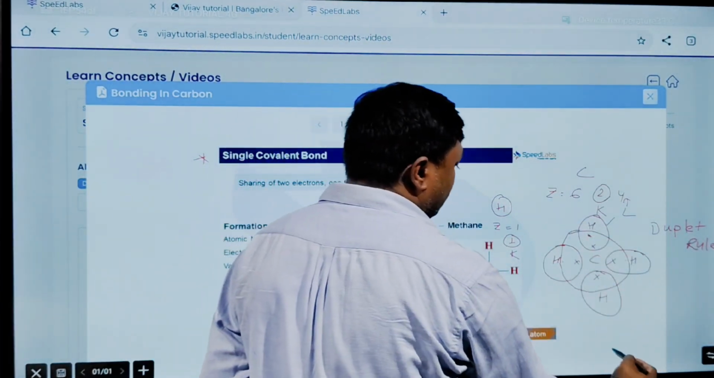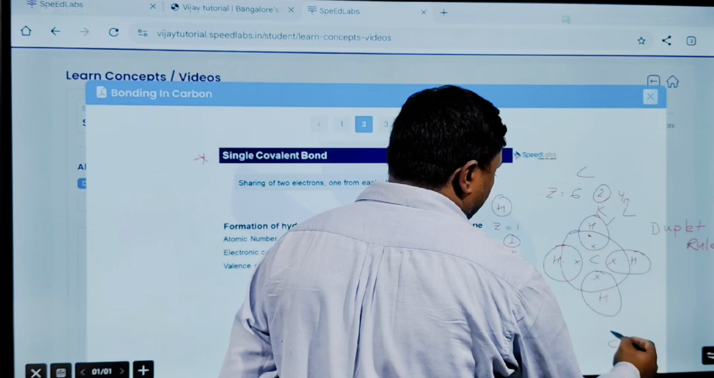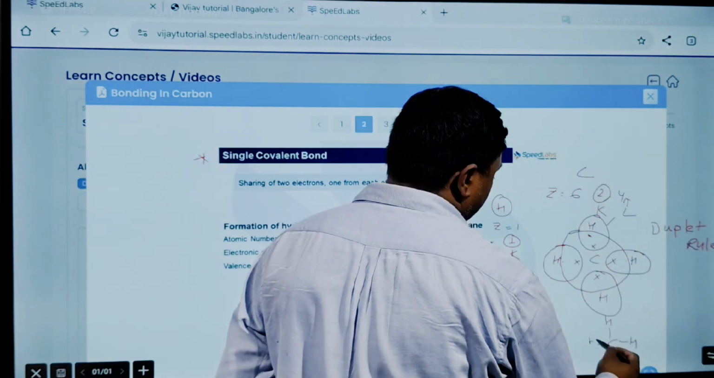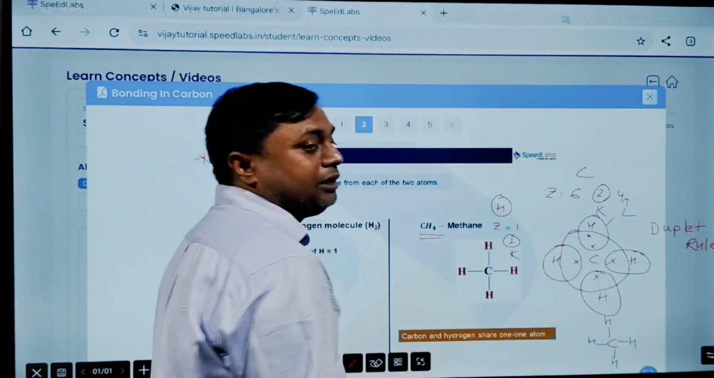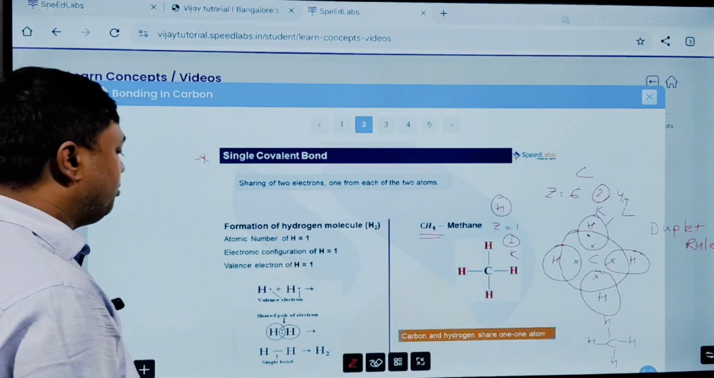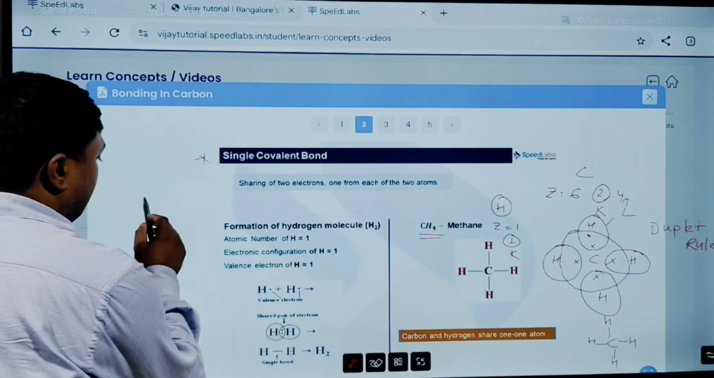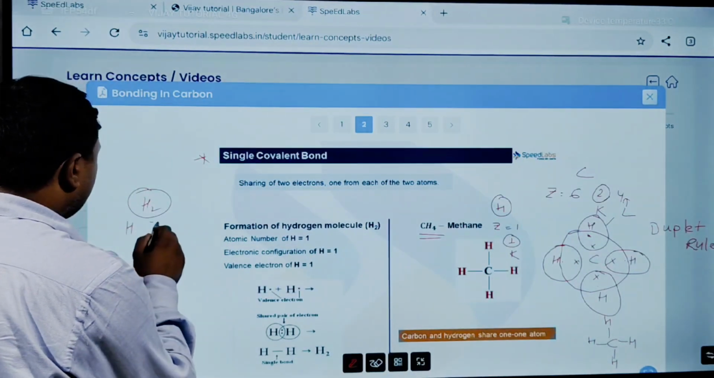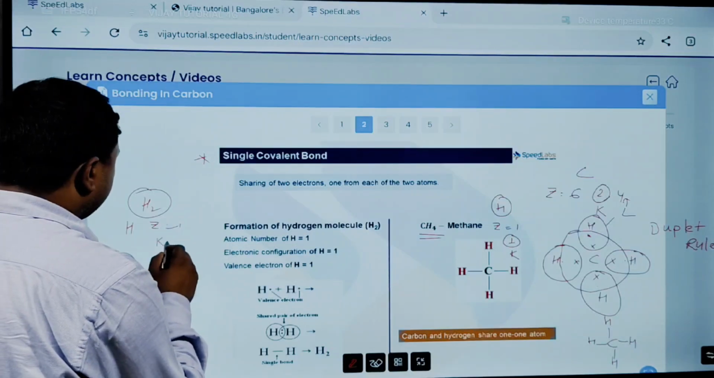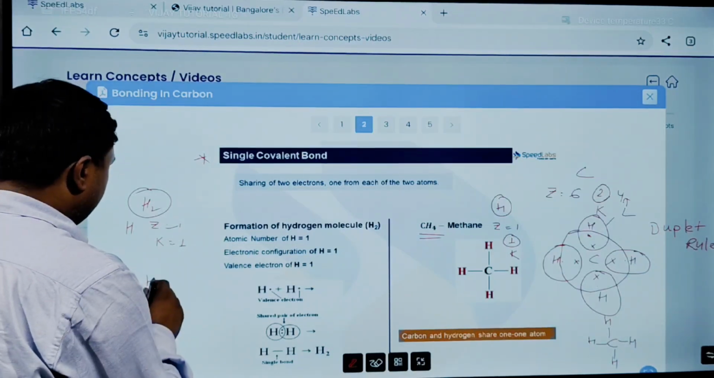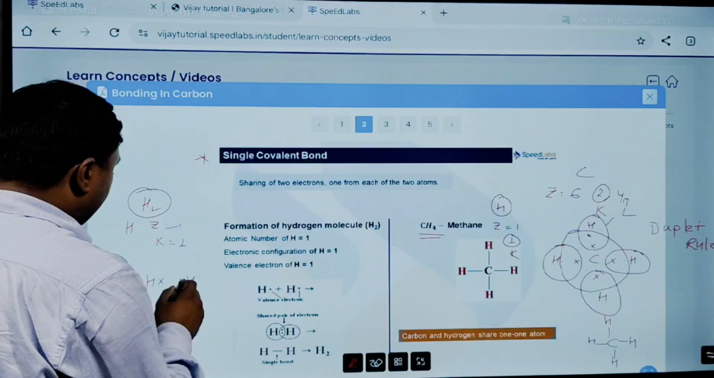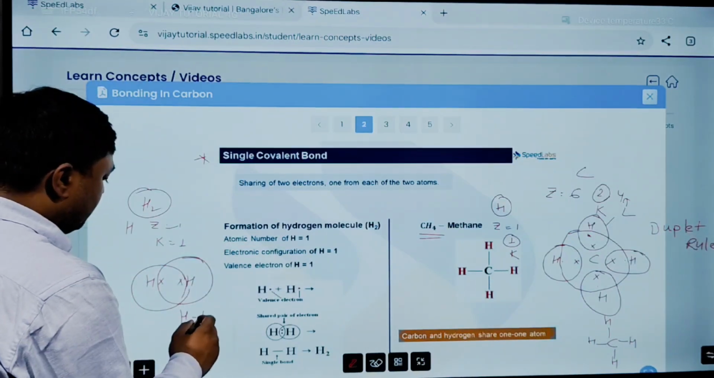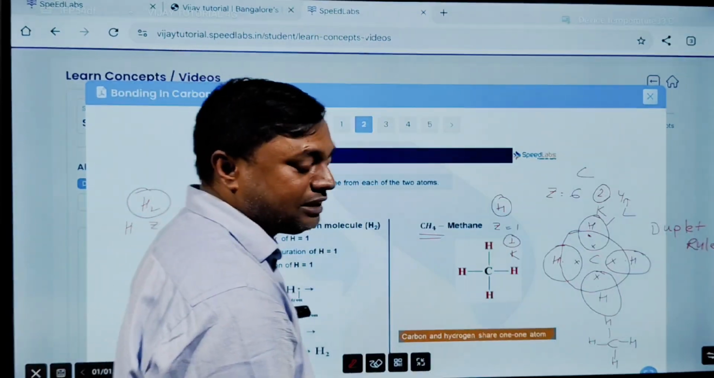As one pair of electrons is shared, here is a carbon-hydrogen single bond, this side also a carbon-hydrogen single bond, and this side also. In this way methane formation takes place by covalent bond. Yes or no? They have shown hydrogen also. You see hydrogen becomes stable. The atomic number of hydrogen is 1, so it has only 1 electron in the valence shell. To become stable, it will take 1 electron. So a hydrogen molecule is formed by a single covalent bond.